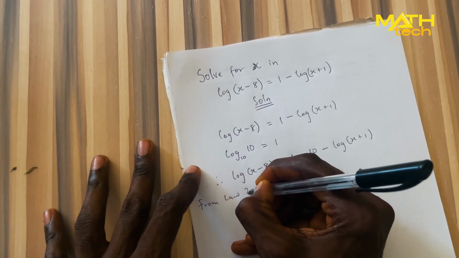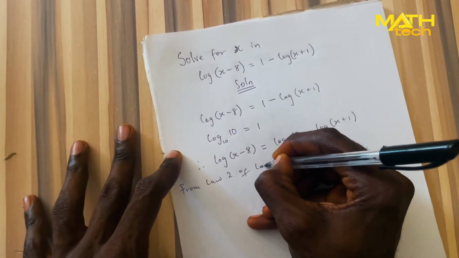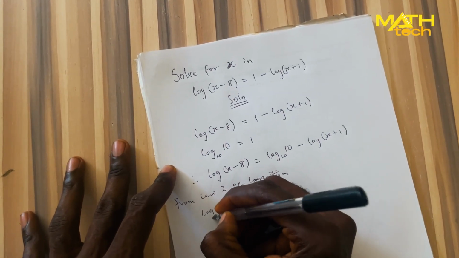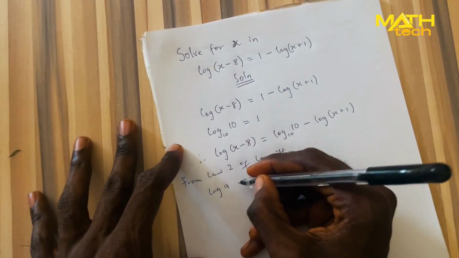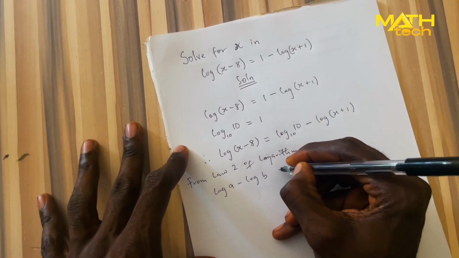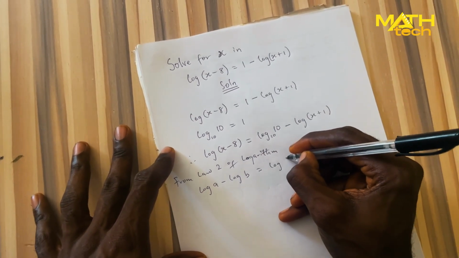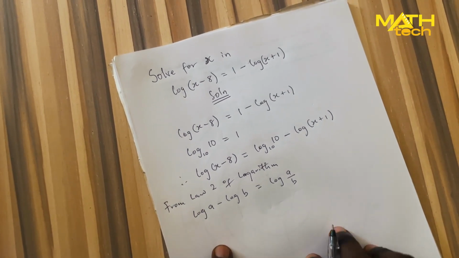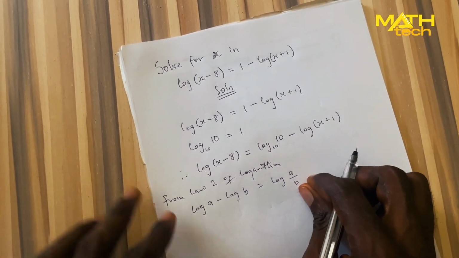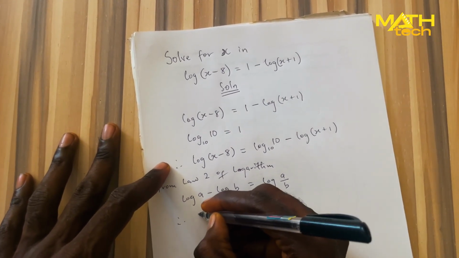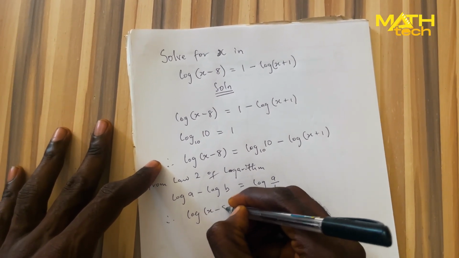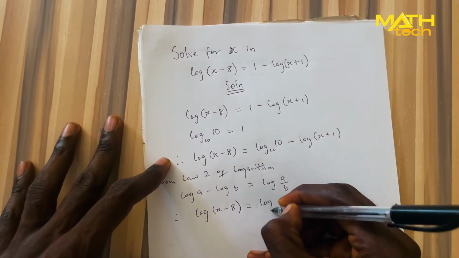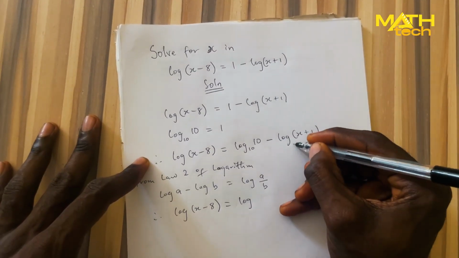I will also remind you of law 2 of logarithm, where we say if we have log a minus log b, the result will be log a over b. This is also in base 10. So we will have to transform the right hand side to be in this form. Therefore, log(x - 8) will be equal to log, this is 10, all these are also base 10.